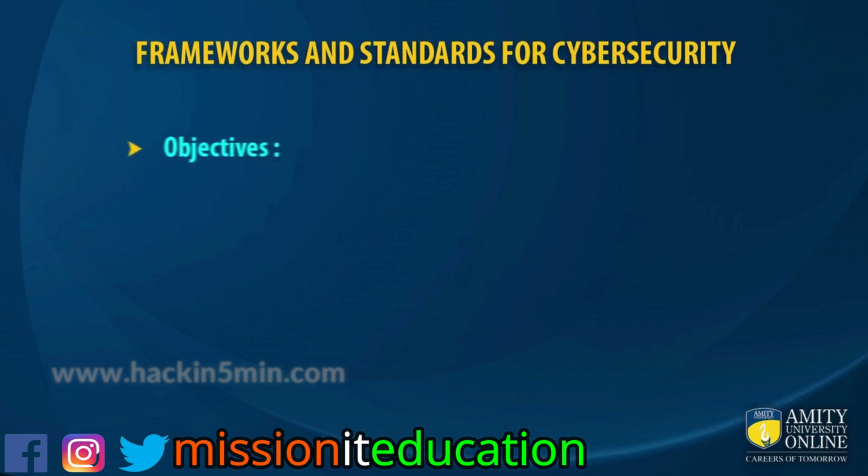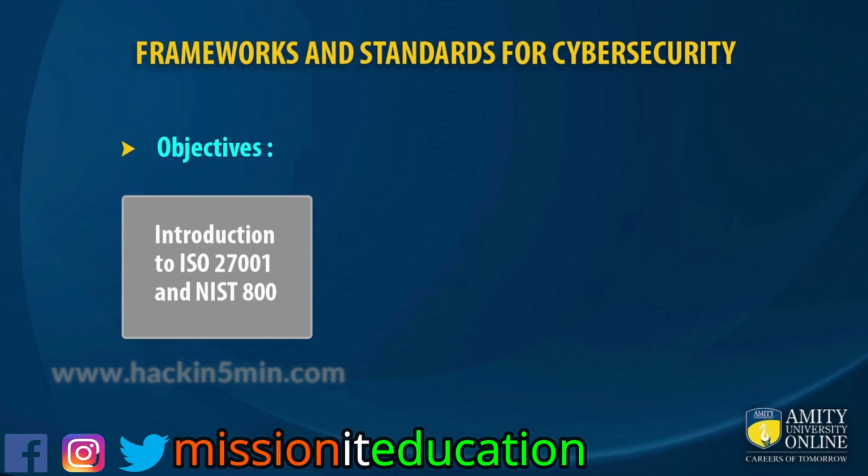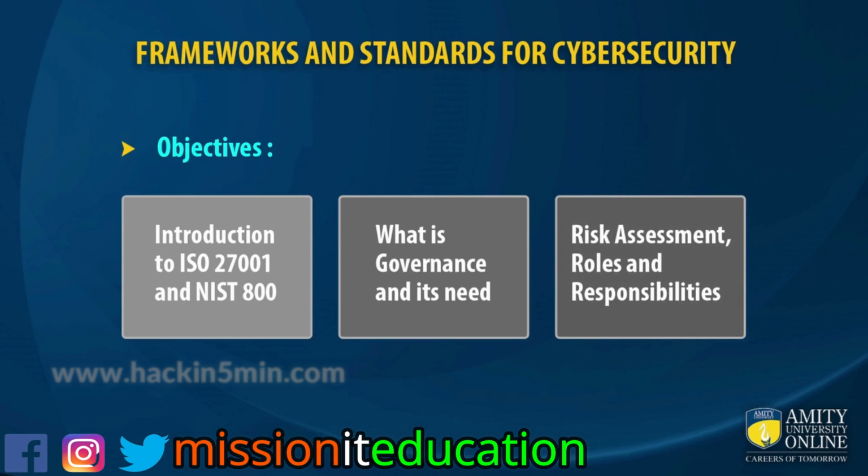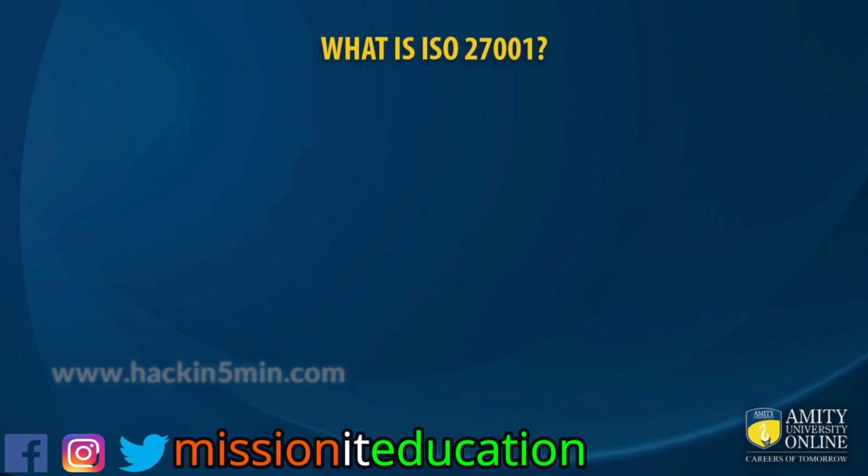So these are the objectives of this topic. Introduction to ISO 27001 and NIST 800. Then we'll talk about what is governance and what is the need of governance. We'll talk about risk assessment. We'll talk about roles and responsibilities in cybersecurity. So these are the things which we'll be discussing in this topic. Let's get into it. So what is ISO?